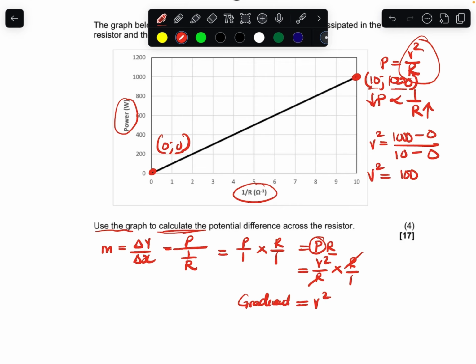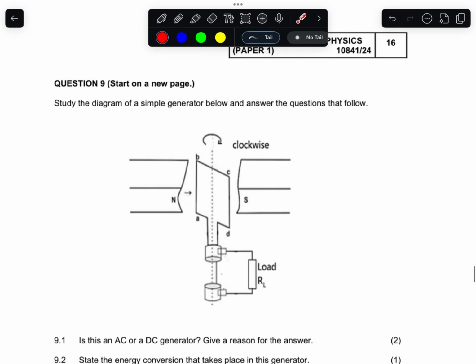Remember the question wanted V. V squared is the gradient, but we can get the V, right? So we'll take the square root, and V is going to be 10 volts. That's the gradient V. I hope it makes sense.